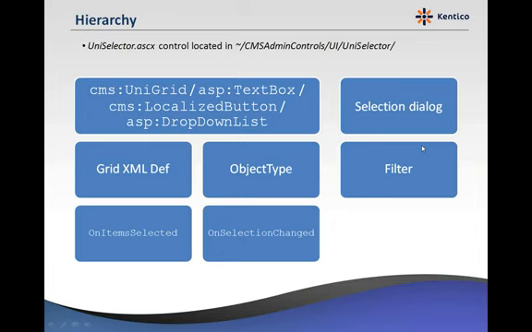The filter can be plugged into the selection dialog, so when you're going to select from available items of a certain type, you can filter out those items that you are not interested in, or those that users don't want to see. So that's the hierarchy, or overview schema, of UniSelector, and now we will take a look at particular members.